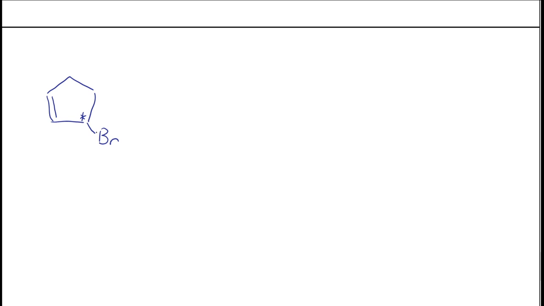So let's try it one more time. Let's pretend it has a wedge. What's the configuration there, and how would you name that compound?